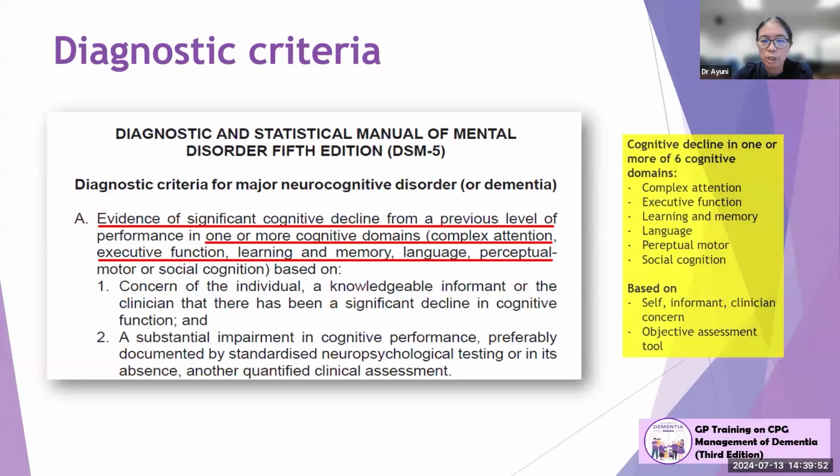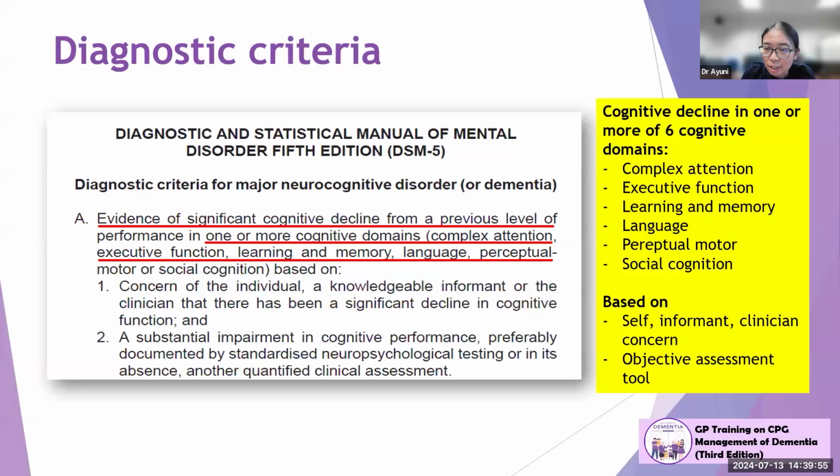Very long sentence. I make it short for you. It means there is decline in one or more; you just need one of the 6 domains. They are complex attention, executive function, learning and memory, language, perceptual motor, which is your visual spatial functions and also includes auditory motor, and social cognition, which means social interaction. You just need one out of the 6 to diagnose dementia.